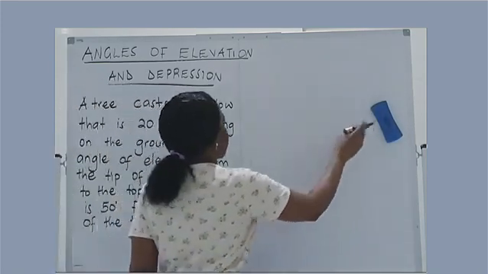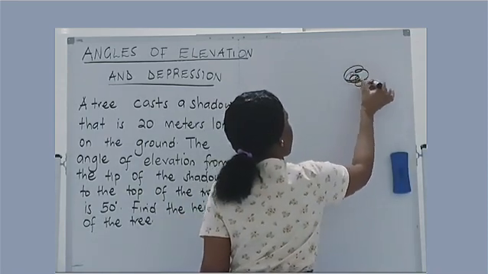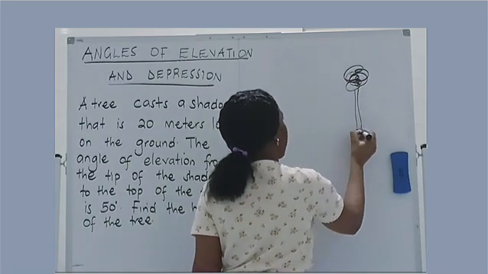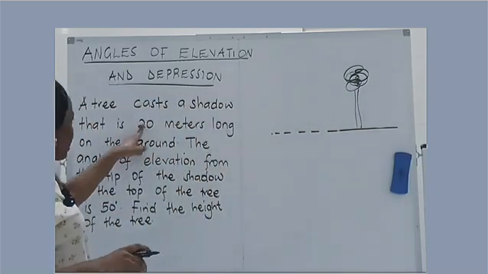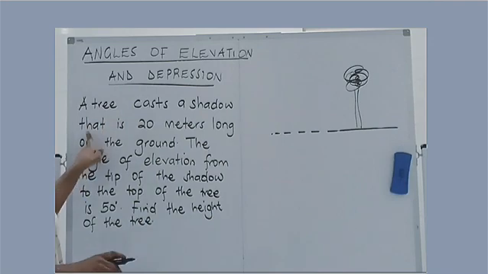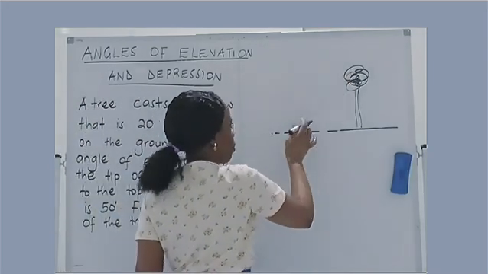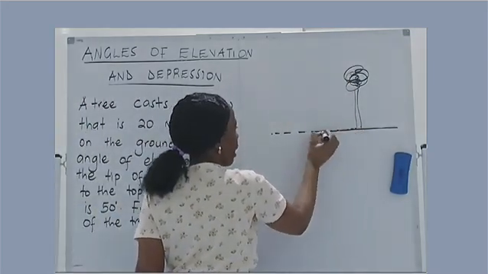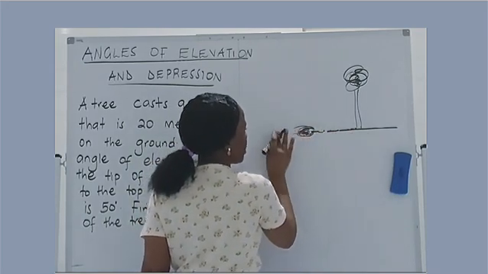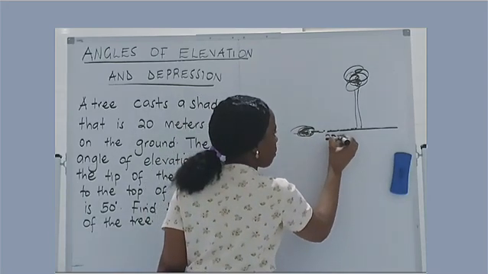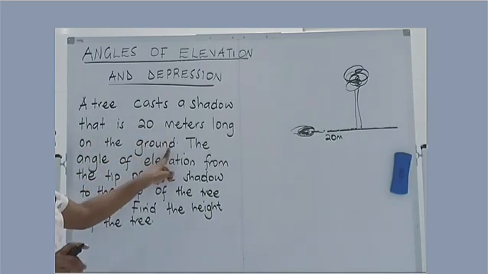They are saying that a tree casts a shadow. So if I have my tree here, this is my tree, okay, and this is our ground. Now, they're saying that a tree casts a shadow that is 20 meters long. So the shadow of the tree is going to be drawn here. Okay, that is our shadow. And they are saying that it is 20 meters long on the ground.